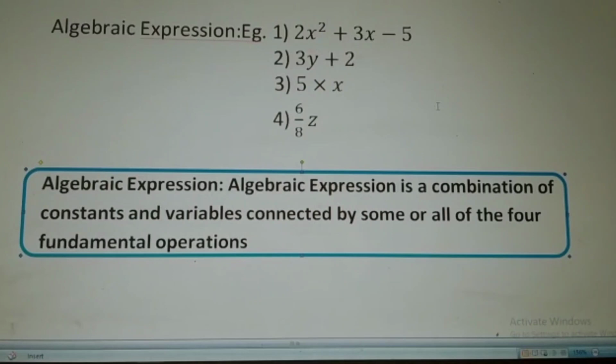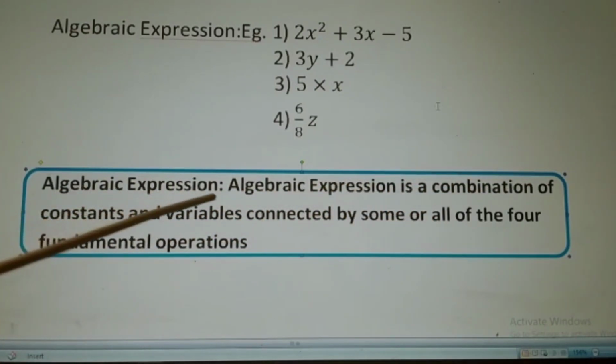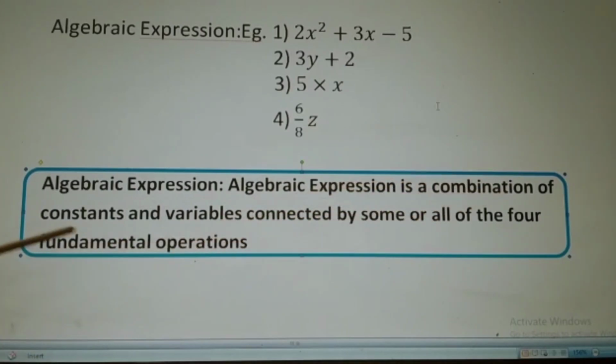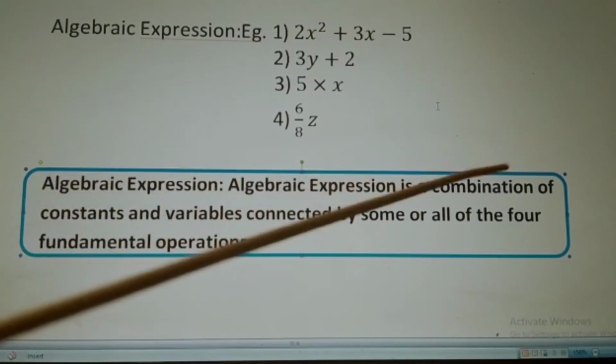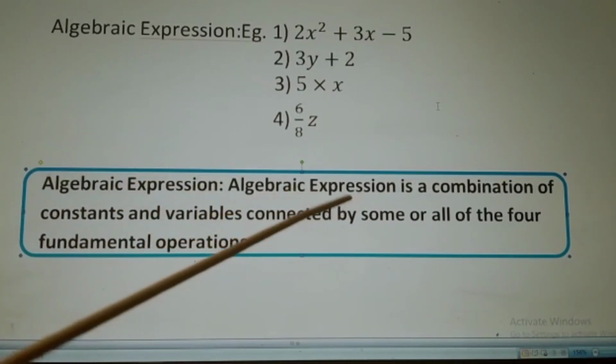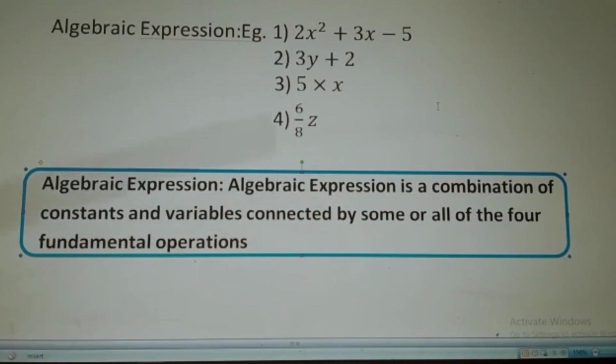Then, what is an algebraic expression? An algebraic expression is a combination of constants and variables connected by some or all of the four fundamental operations.